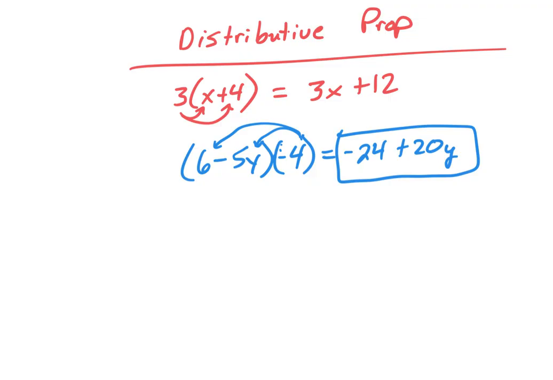Okay. Would it be okay if I wrote 20y minus 24, or would I count that wrong on the test?